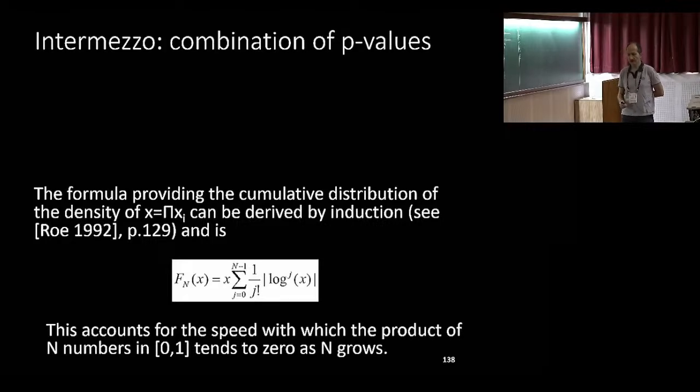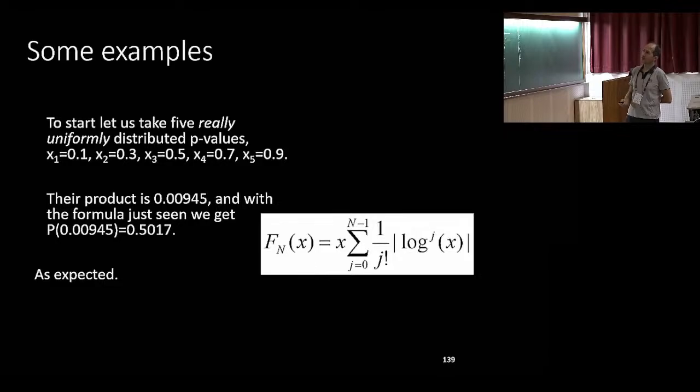I think Fisher had a paper about that. But one way to correct for this is to use this formula. And you can try it for yourself. Well, we can try it together, sorry. You can take 5 numbers that are distributed evenly between 0 and 1, so a null distribution, okay? 5 p-values. Their product is very small because they're all between 0 and 1, and in the formula, you see that the probability of seeing them is 50% as expected.